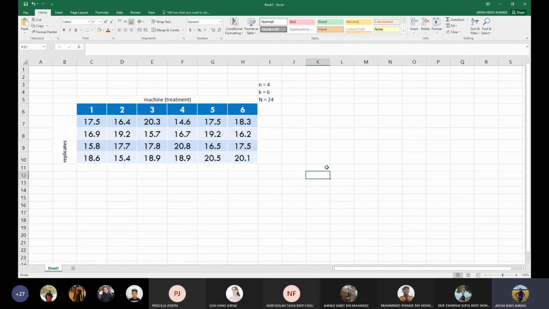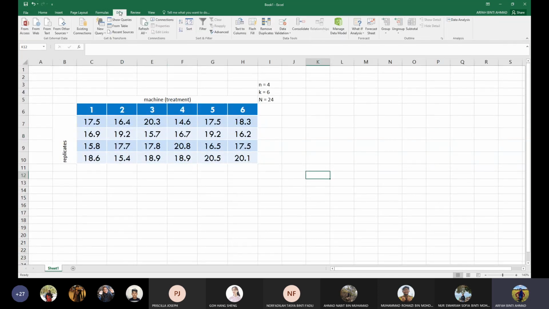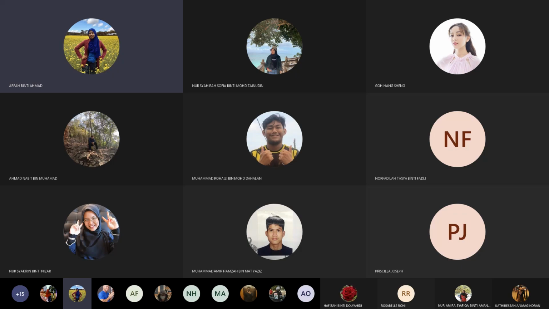So kalau nak run Anova, pergi dekat data atas and then ambil data analysis. So data analysis akan ambil Anova single factor. Okay. So input data range, select awak punya data 17.5, 16.4 apa benda semua. Okay. So group the data, this one.